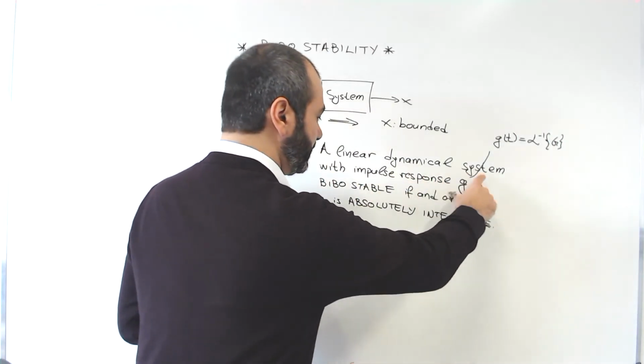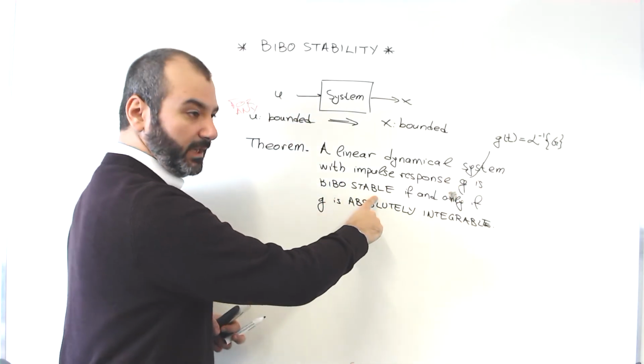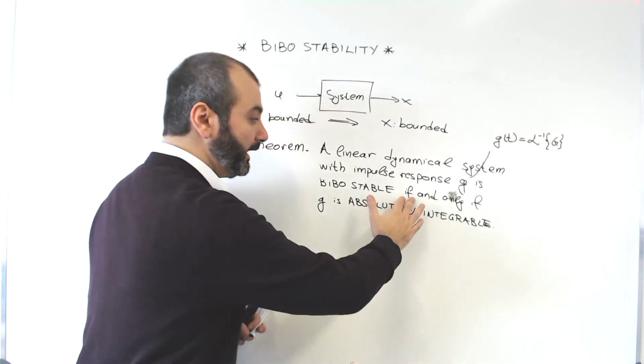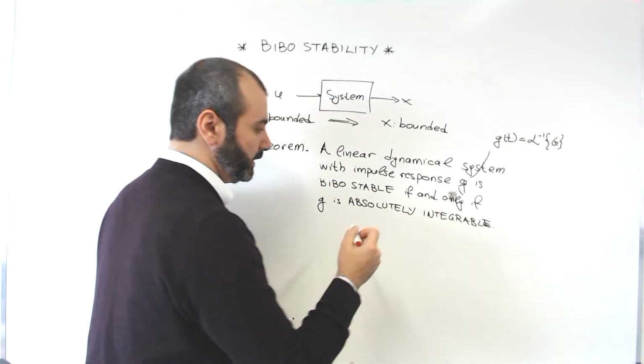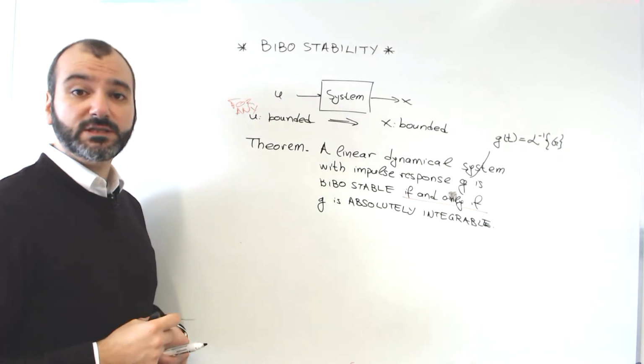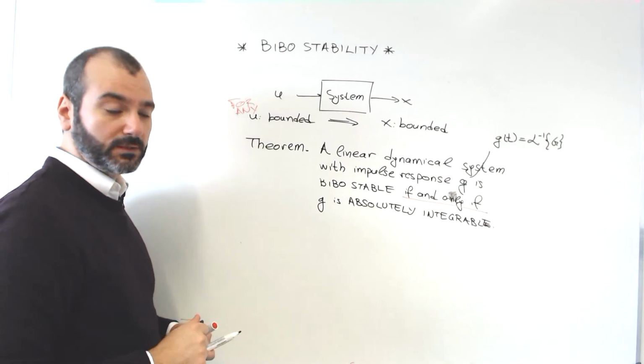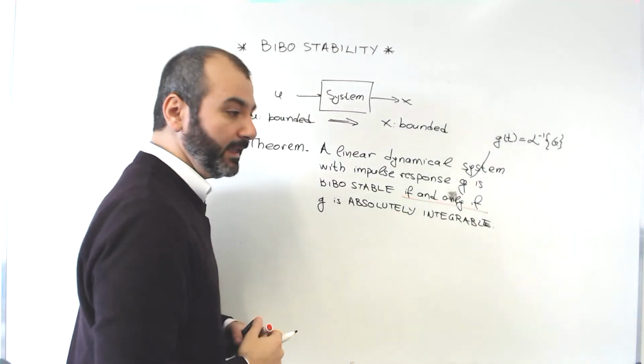So again, a linear dynamical system with a given impulse response g is BIBO stable. We know what that means. If and only if, oh, that's very good. It means that we will have a necessary and sufficient condition. So it is a strong theorem. So if and only if g, the impulse response, is absolutely integrable.